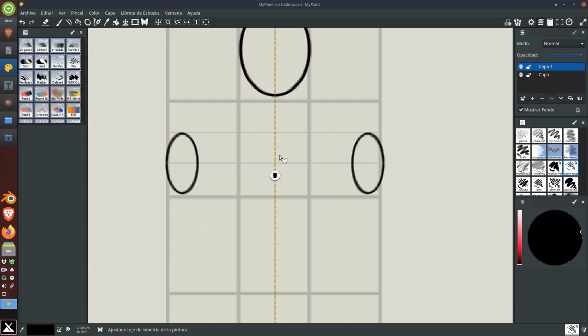He activado también la simetría, el reflejo, que es, como podéis observar aquí, la mariposita. Todo lo que dibujo a un lado de este eje se va a reproducir exactamente igual al otro. Bueno, exactamente, como podéis ver, hay unos cuantos píxeles de diferencia, no me va a importar. So I keep on drawing.